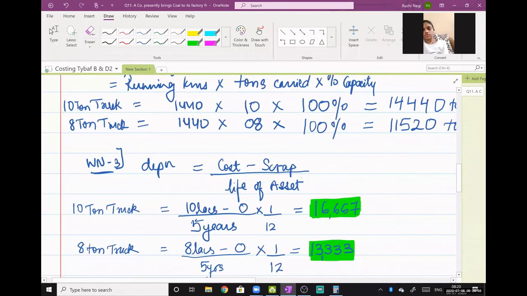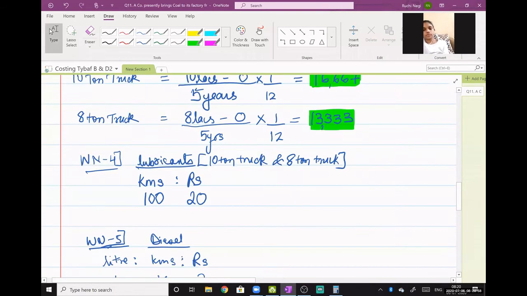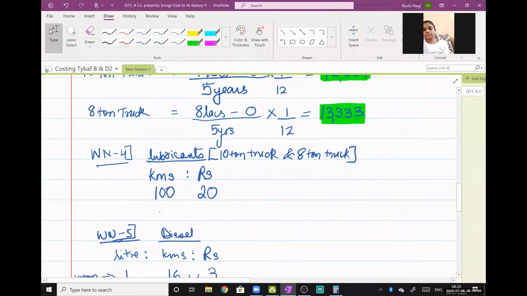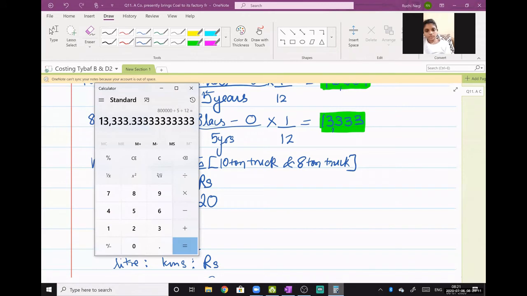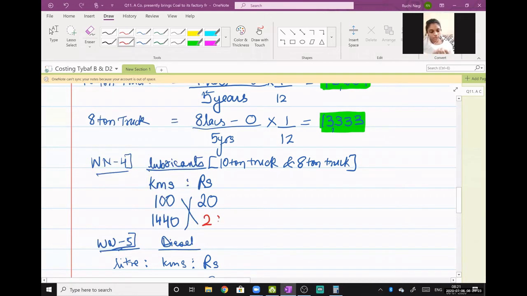So if the truck runs 1440 kilometers, cross multiply, how much will be the cost? 1440 into 20 divided by 100. So my answer is 288. So write it here, 288.